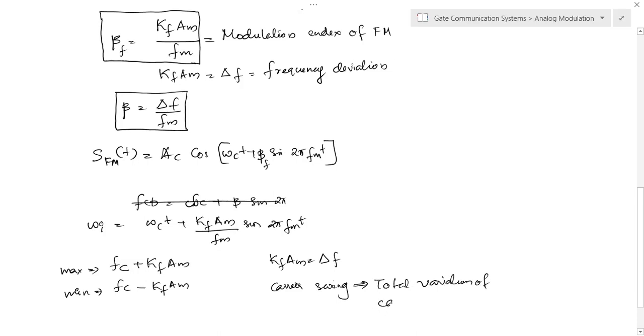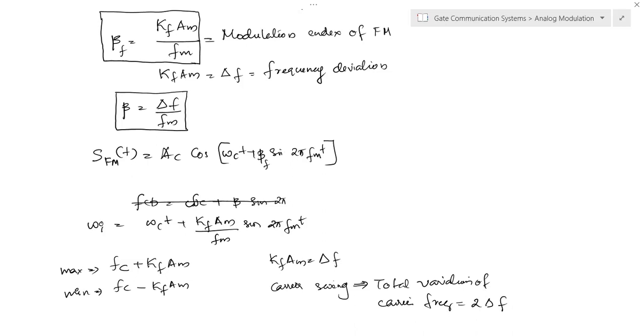The carrier swing we can define as 2 del f. So there will be two parameters: frequency deviation, that is del f, and 2 del f, which is normally known as the carrier swing or total variation in the carrier frequency. So these two parameters are also very important when you do the problems.